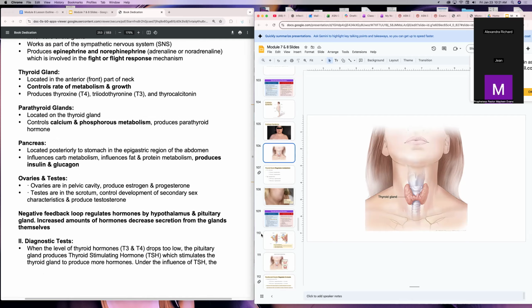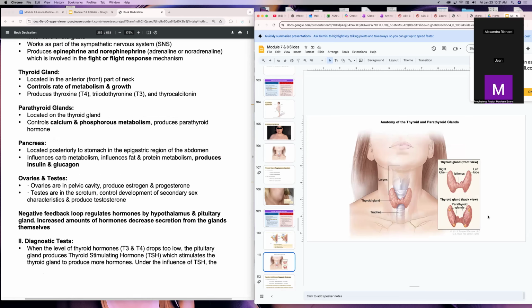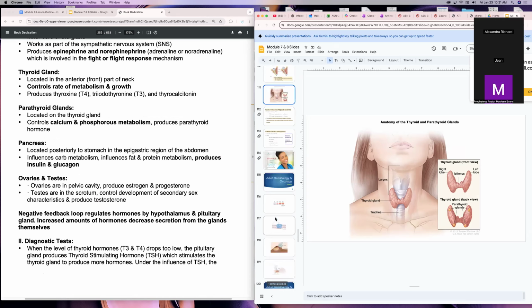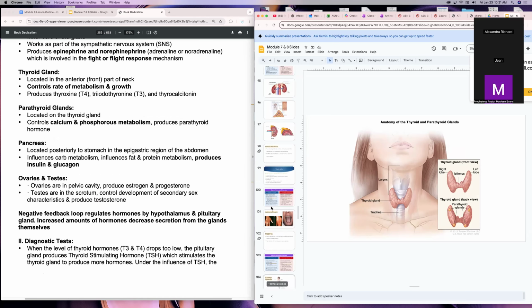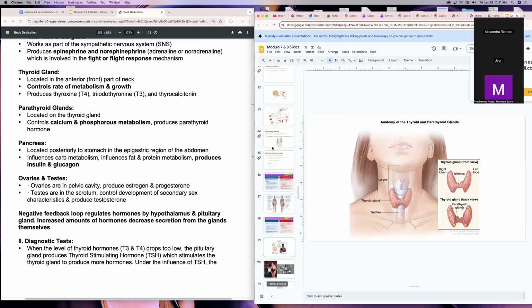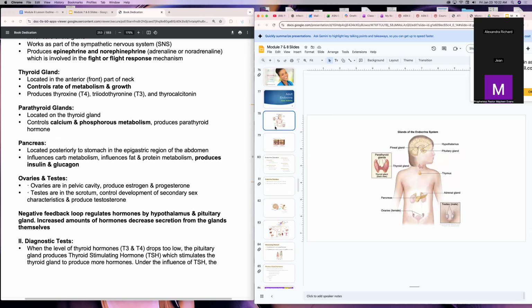Okay. Then we have your parathyroid glands, which are located on the back of the thyroid gland. You have 4 of them, and they control calcium and phosphorus metabolism. Okay. Then you have your pancreas, which is located in your abdominal cavity in the epigastric region. It influences carb metabolism and fat and protein metabolism, and it produces important hormones like insulin and glucagon.